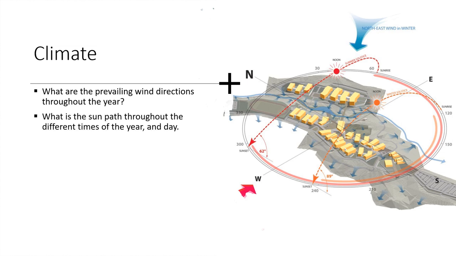Okay, the sun path throughout the year, where the angles are throughout the year. This is very important, especially if you're trying to use glass materials for your building. You want shade, but you want to have a view, so you have to balance everything.